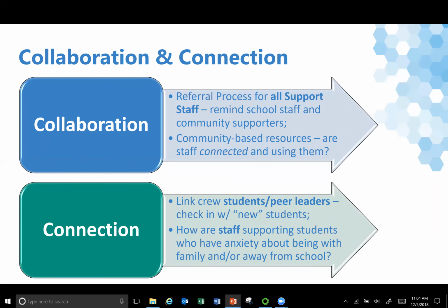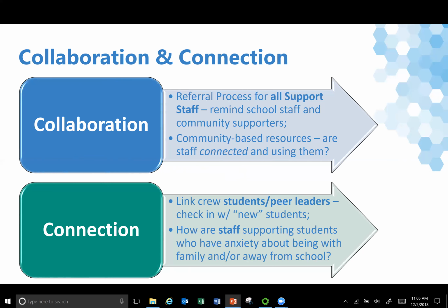But also how we do that collaboration, and just a refresher on how things get funneled through the school system, whether it's through you as a school counselor, and checking your forms, making sure people know where to drop off referrals, or if it's a Skyward system, how folks do that, and reminding them that you are there for that collaboration. Community-based resources, are staff connected and using them? So refreshing those partnerships this time of year can be helpful.